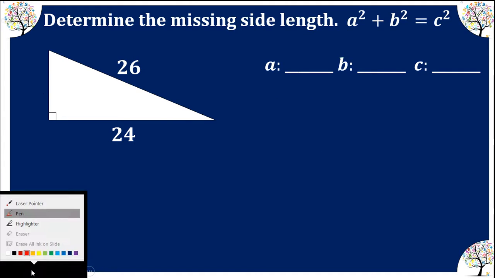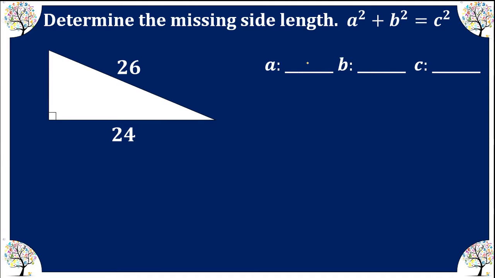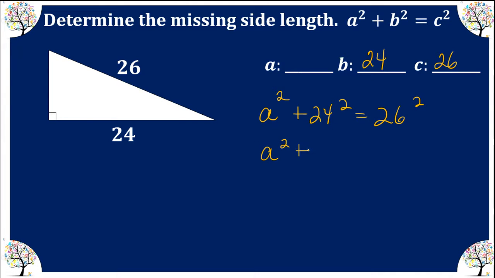We don't know A, we do know B, and we know C, the hypotenuse. So we're going to have A squared plus 24 squared is equal to 26 squared. So we're going to square the 24 and get 576. And we're going to square 26 and we get 676.